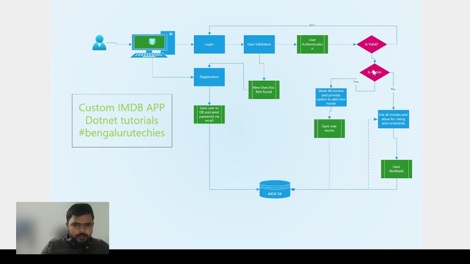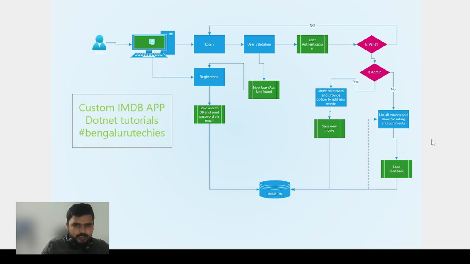And assume if he is an admin user, then he'll be redirected to a page where he'll be able to see all the movies, but he is not allowed to provide any comments or ratings, to avoid bias and keep it fair. But he'll have an option which is not available for a normal user, that is adding a new movie. As you also know, in the real IMDB application, you will not be able to add any movie of your choice, but the movies will be added by the IMDB system and you will be able to go and give the ratings.